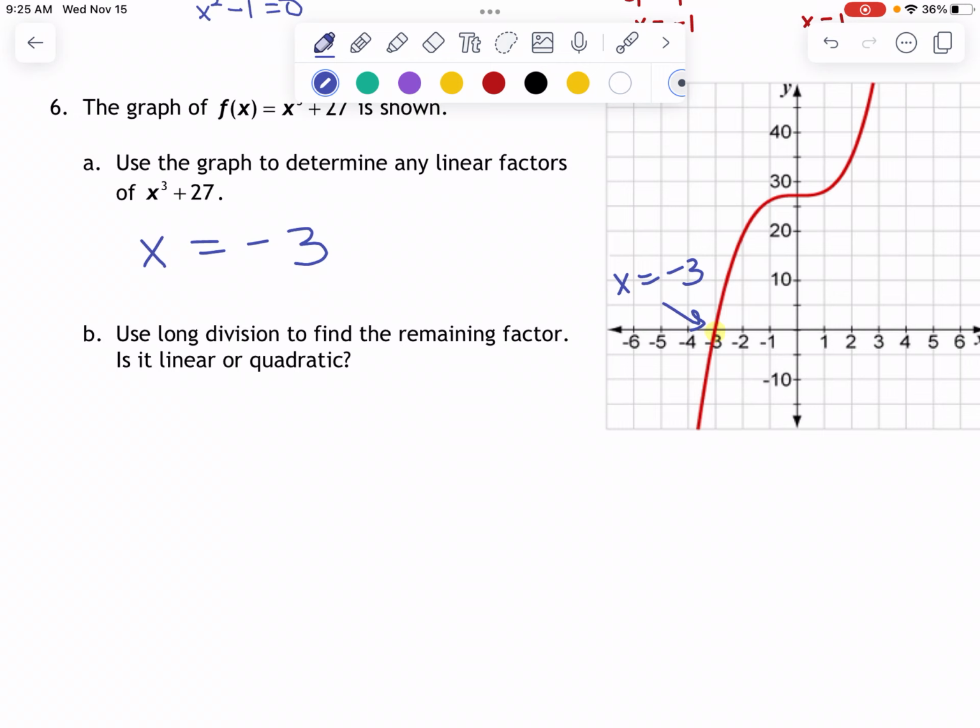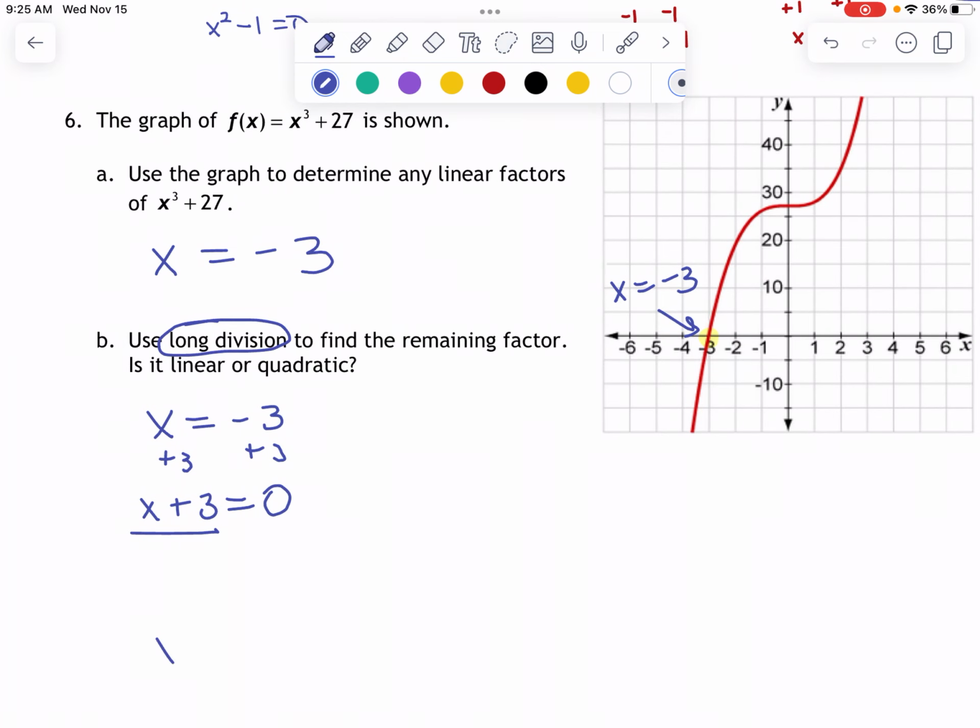Now it's asking us to please use long division to find the remaining factor. You could use synthetic division if you would like, but we're going to practice with long division. I'm going to remind myself that if x equals -3 is my solution, I'm going to work backwards this time. Adding 3 to both sides and setting this whole thing equal to 0, one of my factors is x plus 3. So I'm going to take x plus 3 and divide that into this x cubed plus 27.